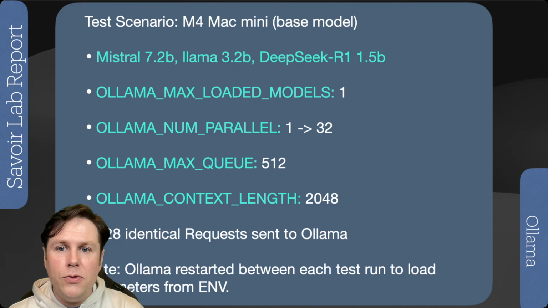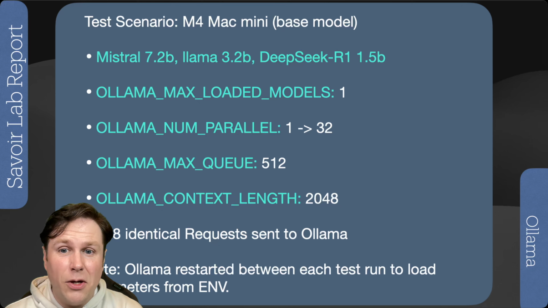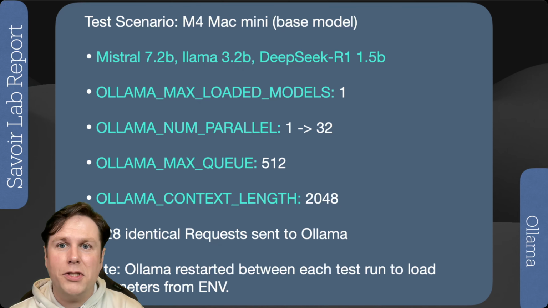We're going to keep the queue size static throughout all of these at 512 and a context length of 2,000 tokens. All of our requests are identical, so we want to make sure that every one of these runners has the same amount of work to do.